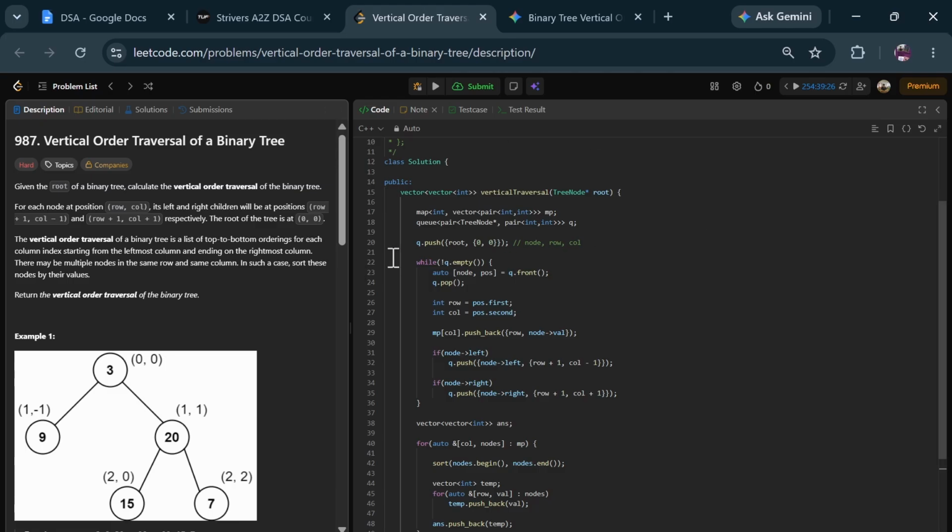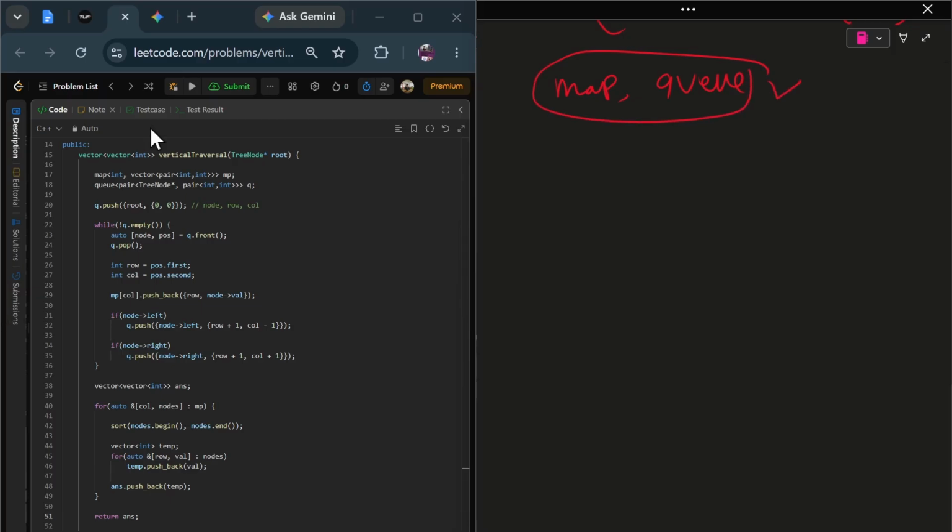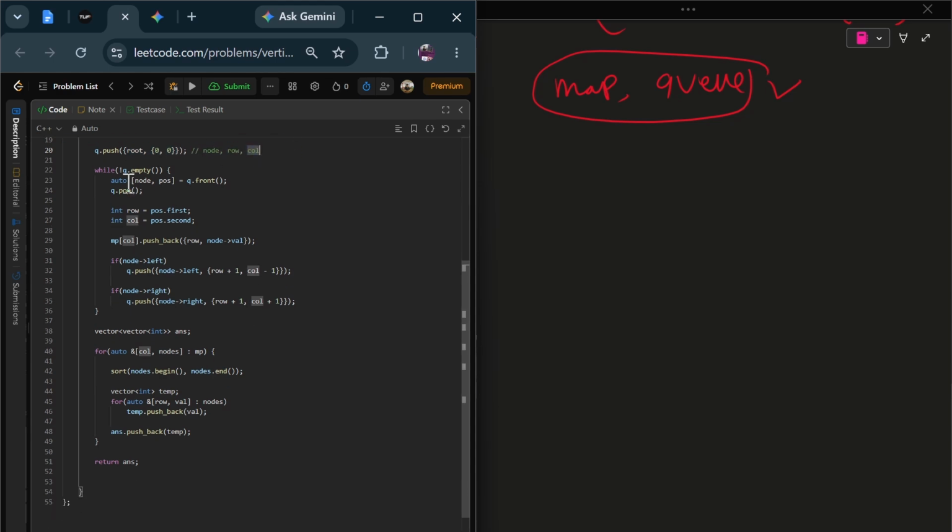Now you can clearly see the code over here. We have declared a map and we have declared a queue. I have already discussed the map data structure and the queue data structure, that's why we are taking it in this fashion. You can clearly see the map is an integer and a pair, and the queue is a pair of the tree node and the values of that, which are row and column. As you can see here, the first value that we are passing is the root value, and 0, 0, which I have indicated as node, row and column over here. Now from here to here we are going to populate the queue.